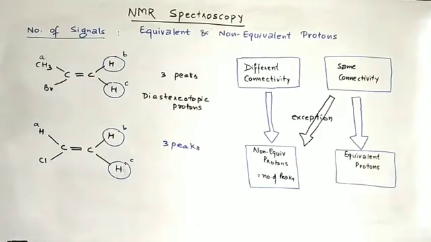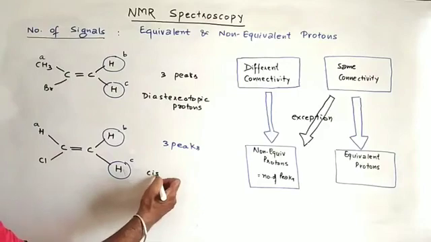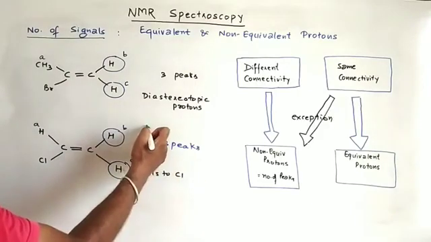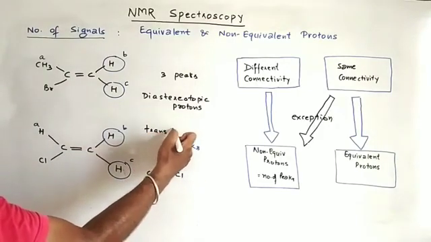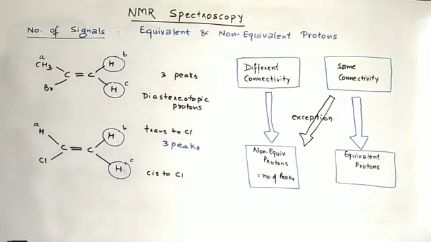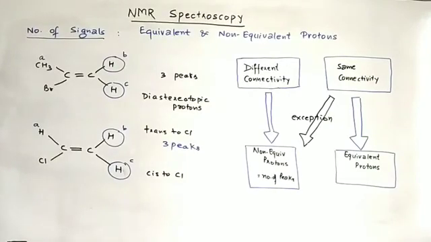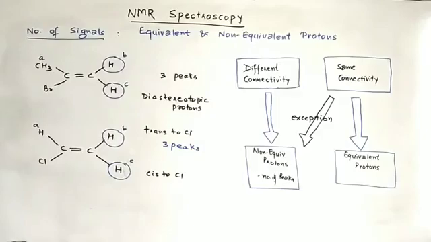Okay. How will you distinguish B and C? This is cis to chlorine. This is trans to chlorine. That's why they are non-equivalent. Their connectivity is same, but there is an exception that some molecule connectivity may be same, but the protons are non-equivalent. Okay. Next example.